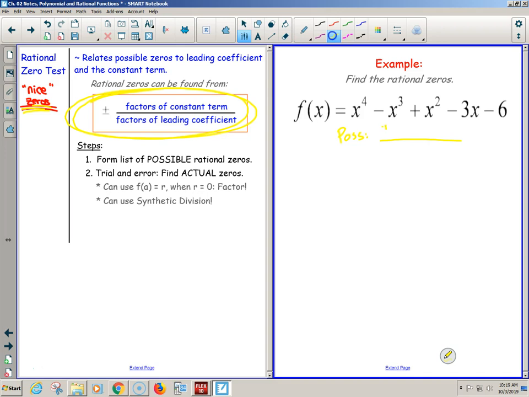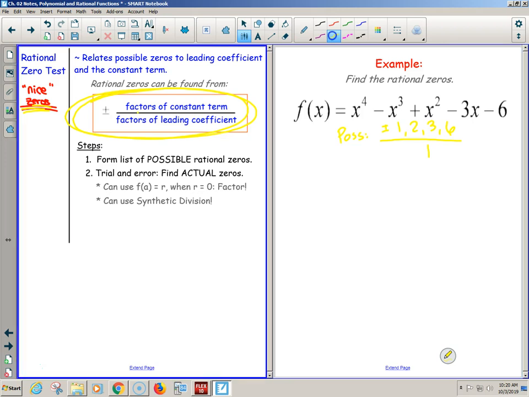Why am I going to write plus or minus 1, 2, 3, and 6 over 1? Where'd all those numbers come from? Coefficients? No, because 2's not a coefficient anywhere, is it? No. It's the ones and 3 and 6.